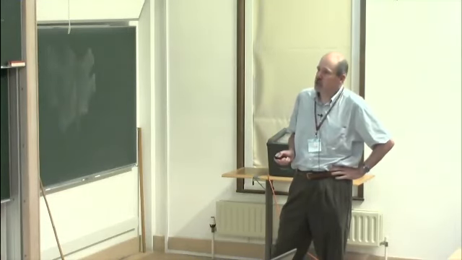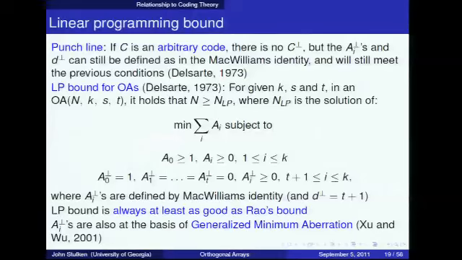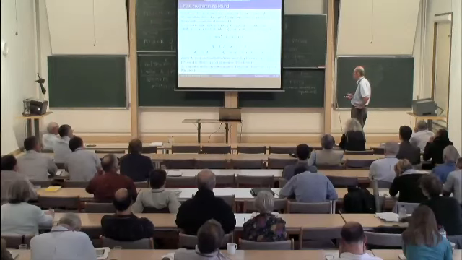You can also use these AI perps, by the way, to define a concept of generalized minimum aberration, extending it not just to regular fractions, and that's what Xu and Wu did in 2001. And they also extended it further than that to something called mixed orthogonal arrays that I'll talk about in just a little bit.